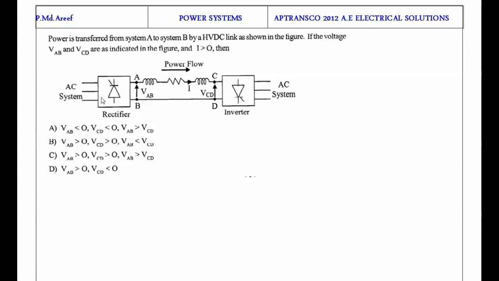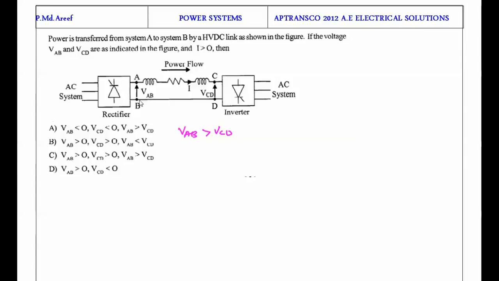Now the simple logic here is that there is no need to discuss the converters, rectifiers, etc. in detail. The voltage VAB is here, and the power flow is here. Power always flows from higher potential to lower potential. So the first option is that VAB should be greater than VCD. This is the first option. So check here, we have two options.